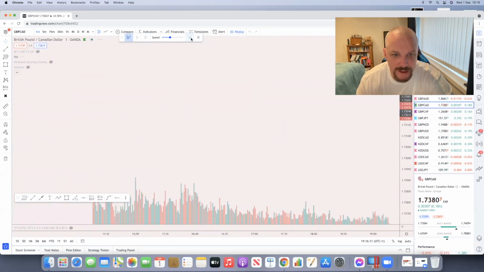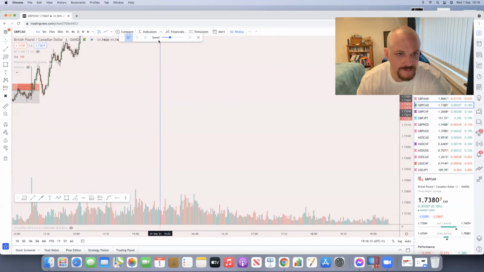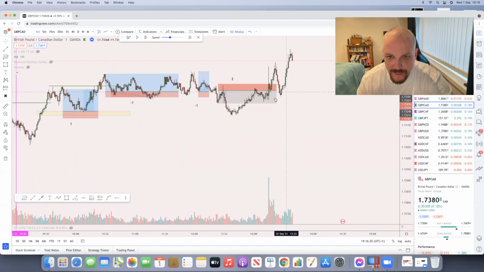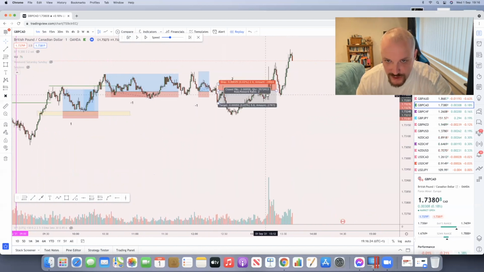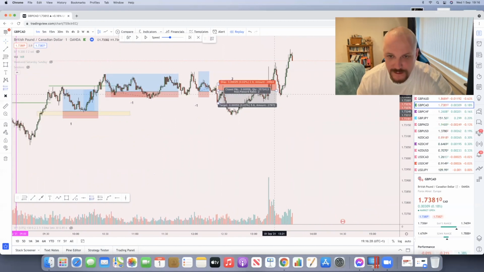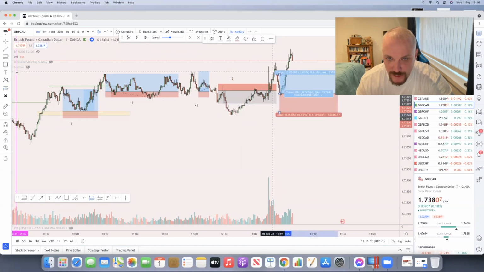A couple more players. Let's see where we are. We were here, weren't we? So we've come down, we've hit the 2, we've come up, broken a structure. You would have been playing this from here. It would have been from that point there, because obviously we've had to break a structure here. Okay, that would have been your target.